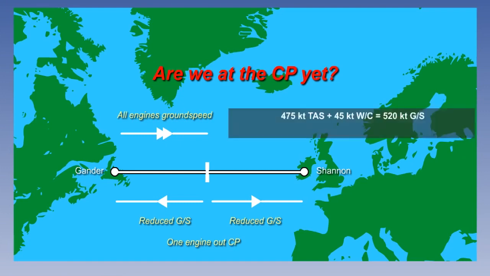As before, a TAS of 475 knots, plus a tailwind of 45 knots, gives a ground speed out to the critical point of 520 knots. This time, our time to the critical point is 974 nautical miles, at a ground speed of 520 knots, which comes to 112.5 minutes.